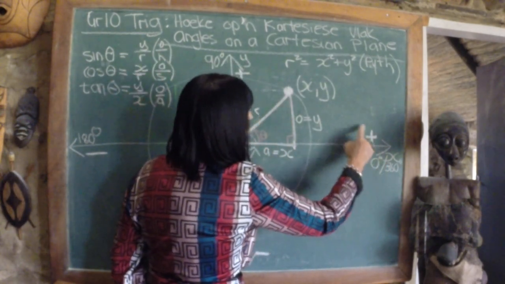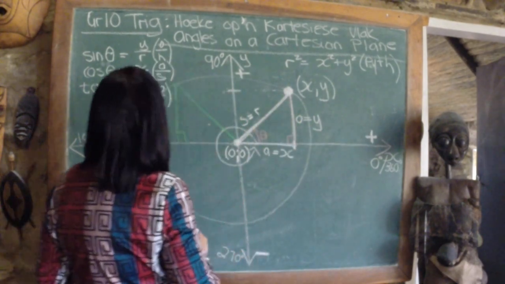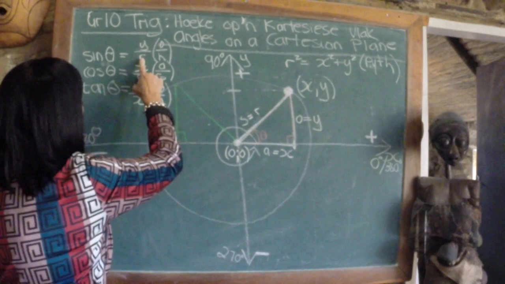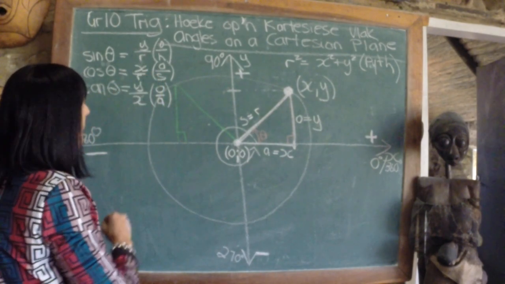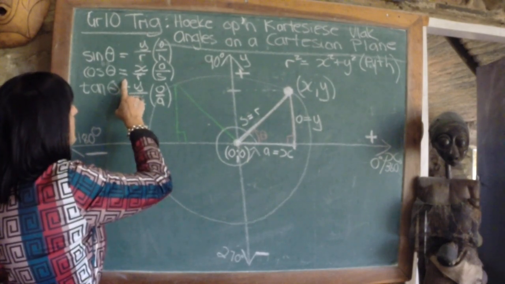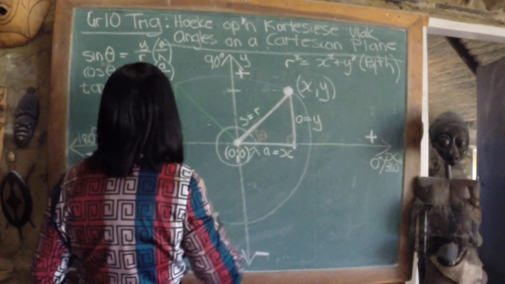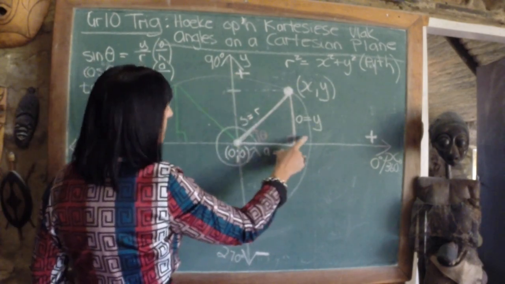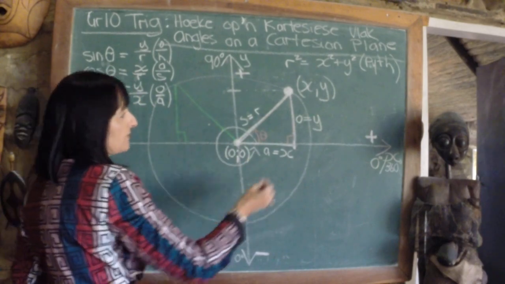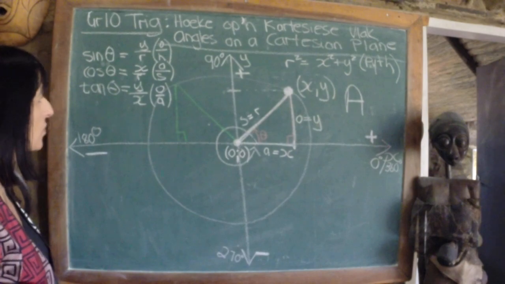x is positive in this quadrant and y is positive in that quadrant. So I've got a plus on a plus. So sin is going to be positive. Cos, x is plus, r is plus. Cos is ook positief. Tan, y is plus en x is plus. All is positive. So let's mark it as all is positive in the first quadrant.